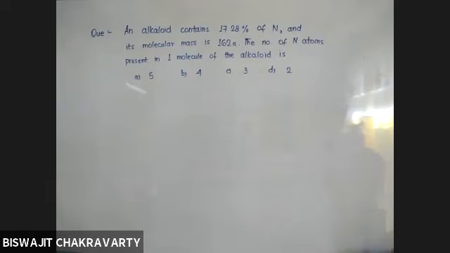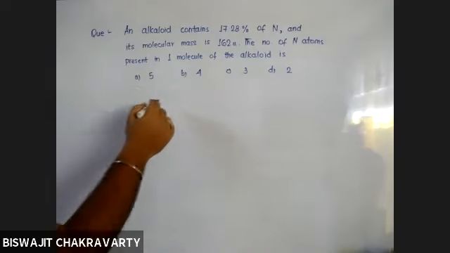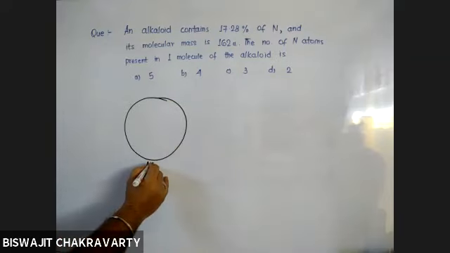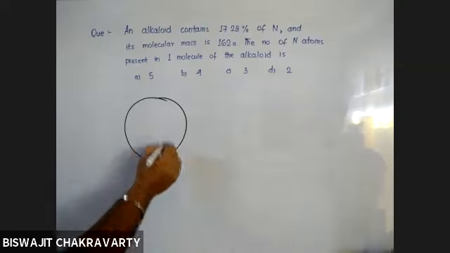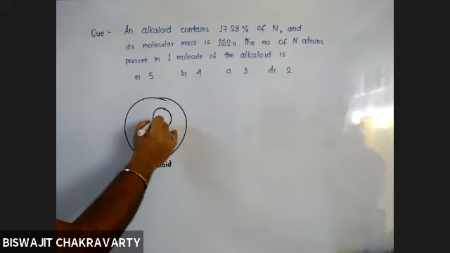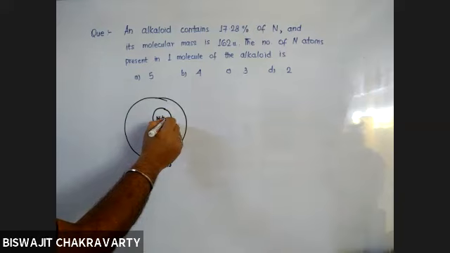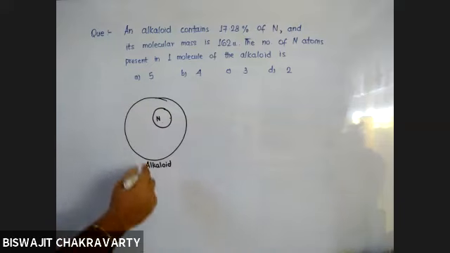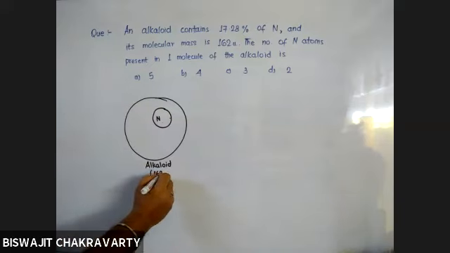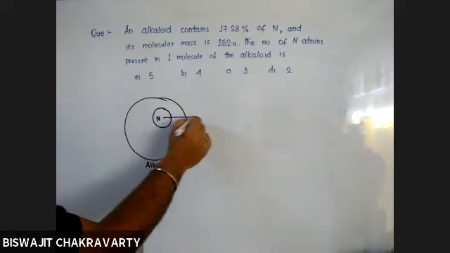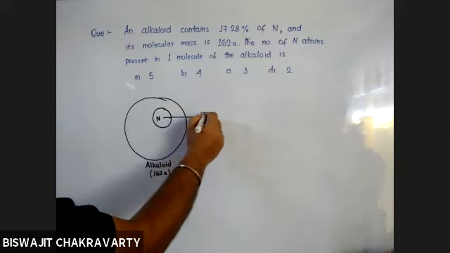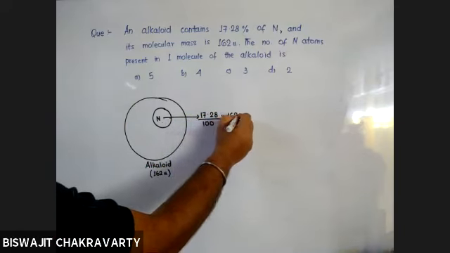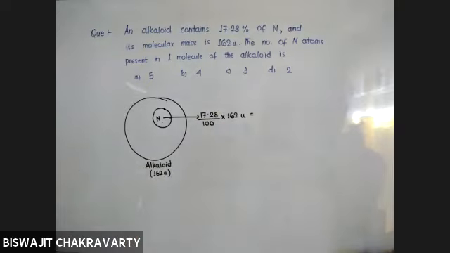Yes, sir. Let me explain the question. This is, say, the alkaloid. The whole thing is alkaloid, and a small portion of it is nitrogen. Or better, I write only N. Now if the total mass of alkaloid is 162 U, what is the mass of nitrogen in it? Is it not 17.28 by 100 multiplied by 162? Yes or no? Yes, sir.